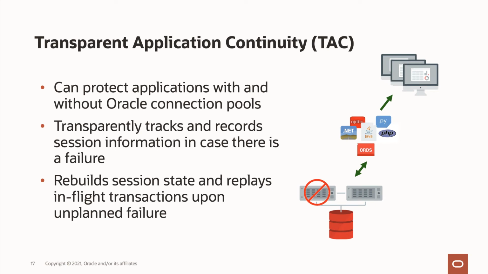So transparent application continuity also rebuilds session state and is able to replay in-flight transactions for uncommitted work. But from Oracle Database 18c onward, it's able to work with and without connection pools and can actually work without traditional begin and end request boundaries, which are the markers that bound the units of work that a database is currently doing. So TAC is a really great resource to be able to mask hardware, software, network, storage, as well as session errors.